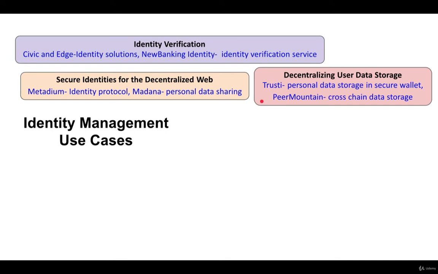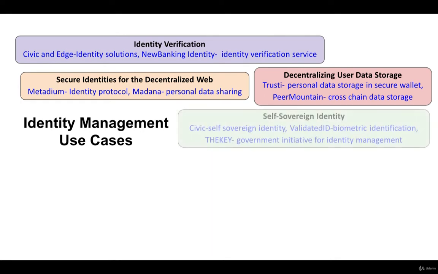Trustee is a personal data storage with a secure wallet, and Peer Mountain is working on cross-chain data storage. It's also possible that instead of having different identities, with each department using a different way of storing the data, we can have a self-sovereign identity which is maintained by all departments of the government. In this case, for every operation only the same identity will be used, and that will smoothen and make all the operations transparent and very quick.